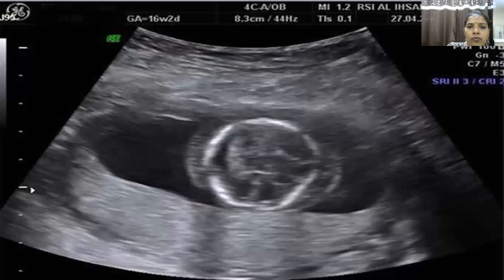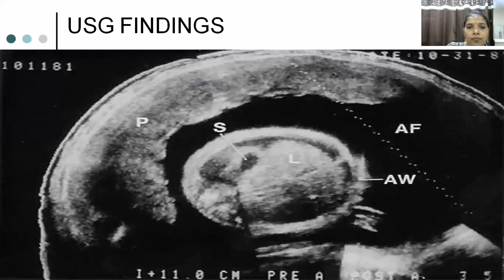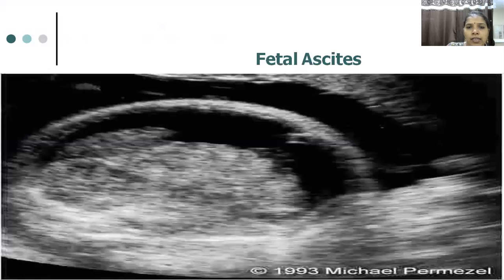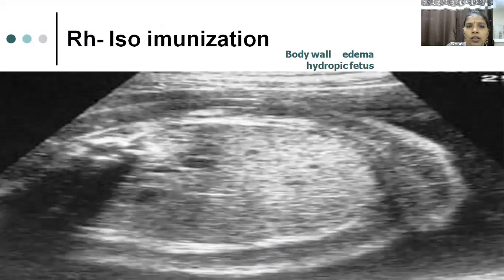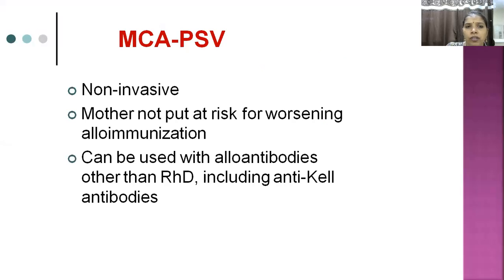This is the ultrasound picture of scalp edema. Fetal ascites. Rh immunization. These are the different organs.